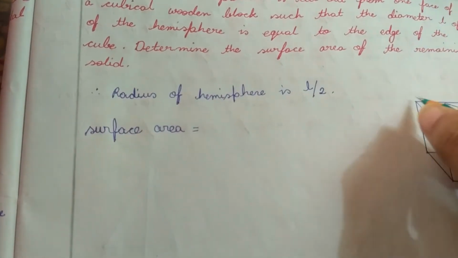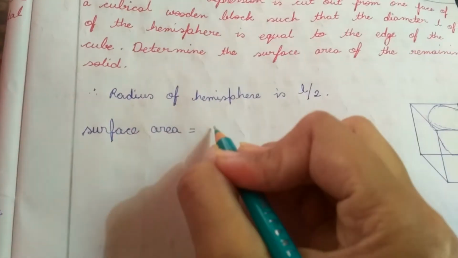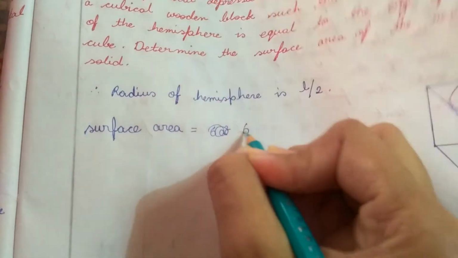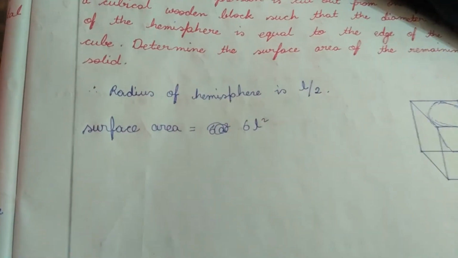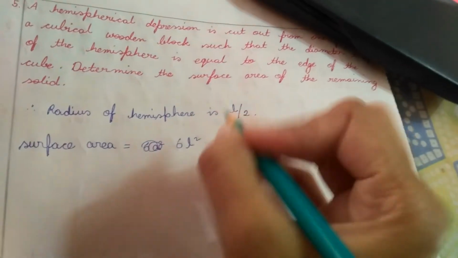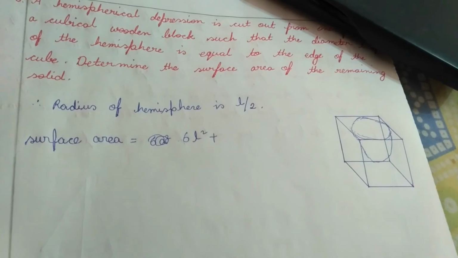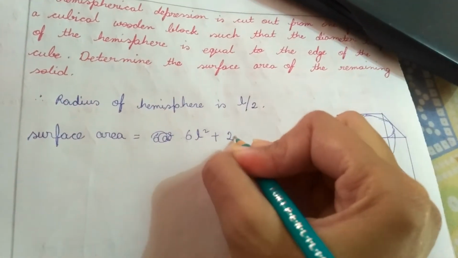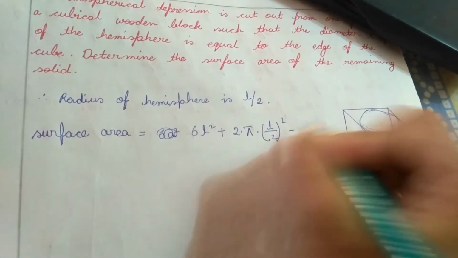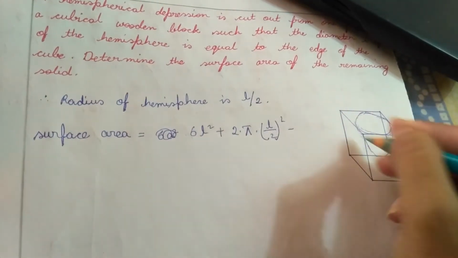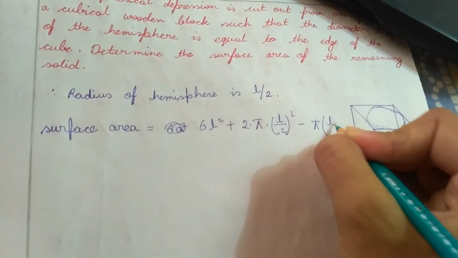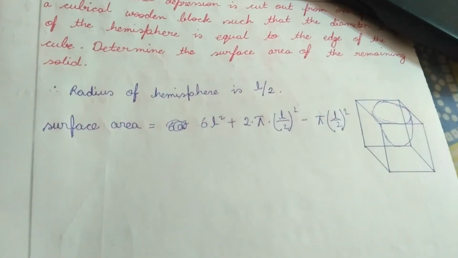Hemisphere first, now we will write the cube. So total surface area of the cube is 6a square, or 6L square. So let's put 6L square, and then the curved surface area of the hemisphere, that is 2 pi r square. So write it as 2 pi r square: 2 into pi, r is L by 2, so L by 2 whole square, and minus pi r square because this portion is common between them as in the previous one. So just put it that way.